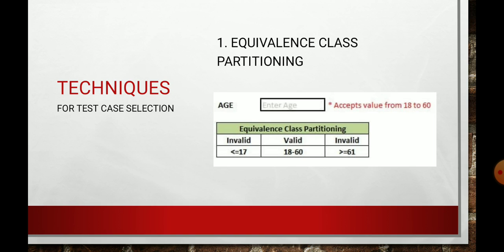So let's see the example. Here we have one parameter called age, which accepts values from 18 to 60. It is the expected behavior of the age parameter. So we can partition the input values into three different classes. First one is the values which are less than or equal to 17. That will be the invalid values. Next one is 18 to 60, which will be the valid values. And the third and last class is greater than or equal to 61.